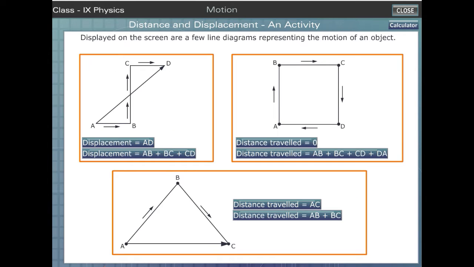Displayed on the screen are a few line diagrams representing the motion of an object. The arrows indicate the direction of motion. Click on the appropriate option.